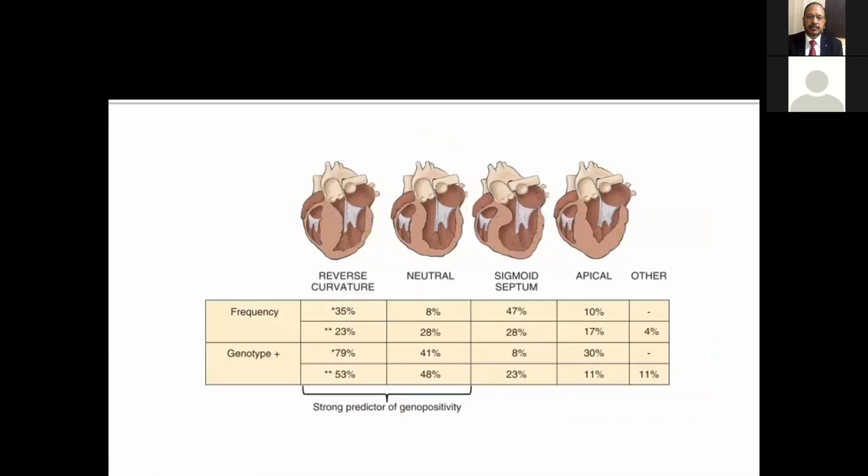There are different varieties of hypertrophic cardiomyopathy: reverse curvature, neutral, sigmoid septum, apical, and others. And the first two are strong predictors of genopositivity. I'll discuss that later.